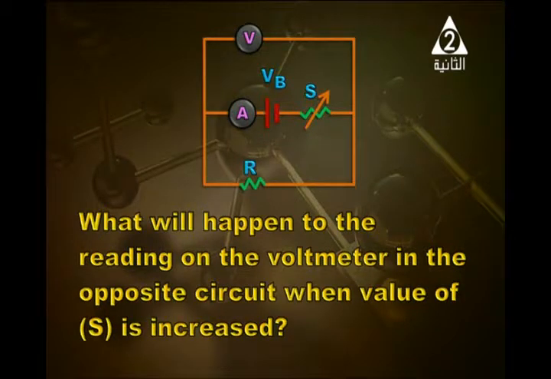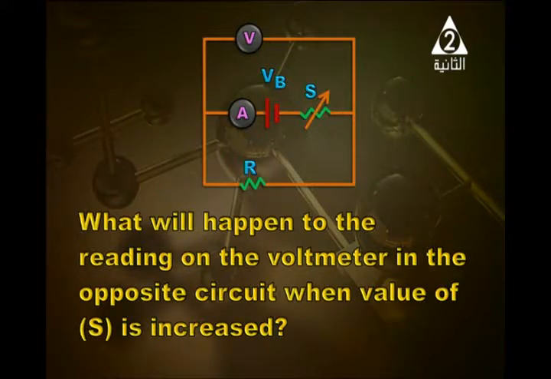What will happen to the reading on the voltmeter in the circuit shown in front of you when the value of the variable resistance S is increased? Your attention please. Here the voltmeter reads the voltage across the resistance R. It is designed to measure the voltage across only R, the external resistance. What about the voltage applied across this resistance? It is the product of the current and the resistance.